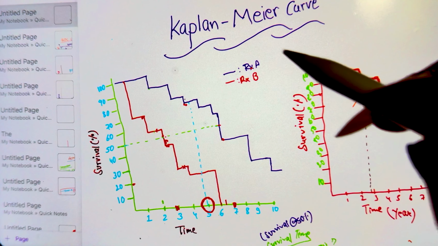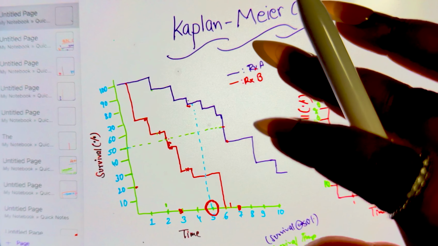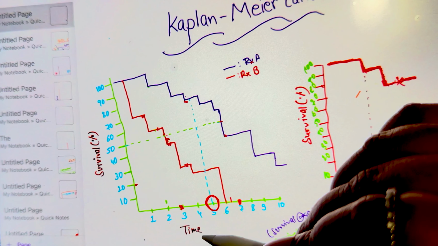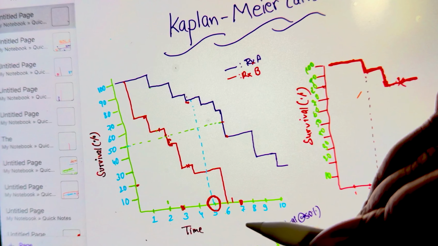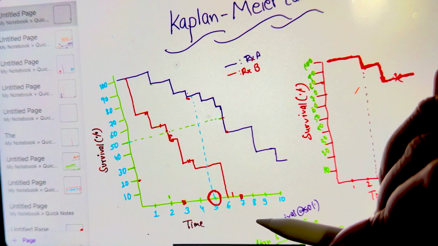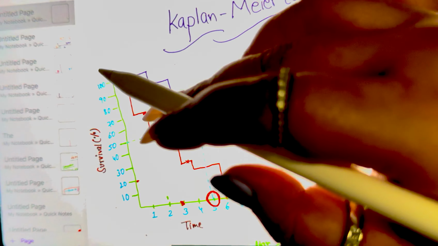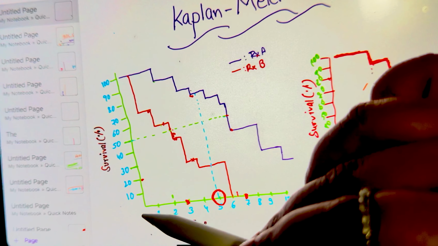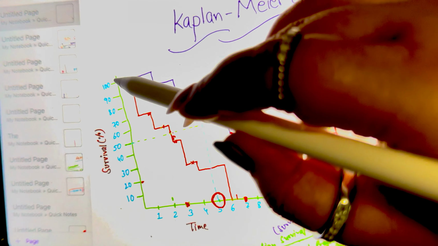To understand the Kaplan Meier curve, first we need to understand how it is constructed. The x-axis shows time in days, months, or even years. Most of the time it will be years. The x-axis denotes time from the beginning to the end of the study period, whereas the y-axis denotes the cumulative event-free survival, starting from 100%.